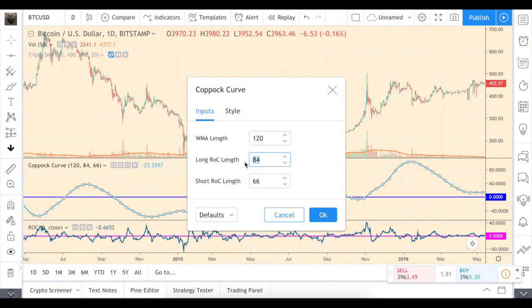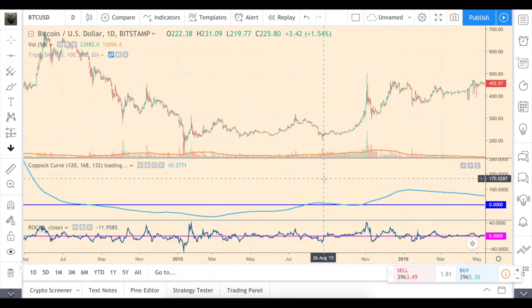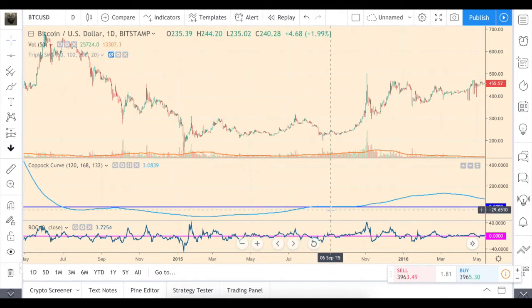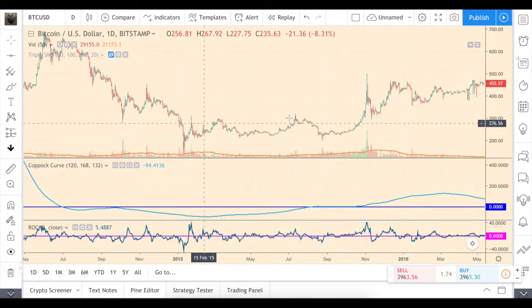So 120, 168 and 132. Okay, and this is already a bit better. So what you can see is this is now in September, this intersection, but moreover what is interesting, the bottom of this indicator is very close to the bottom of the price, and then this indicator started to go up. So this lowest point was very close to here, and actually after that the price almost didn't move.